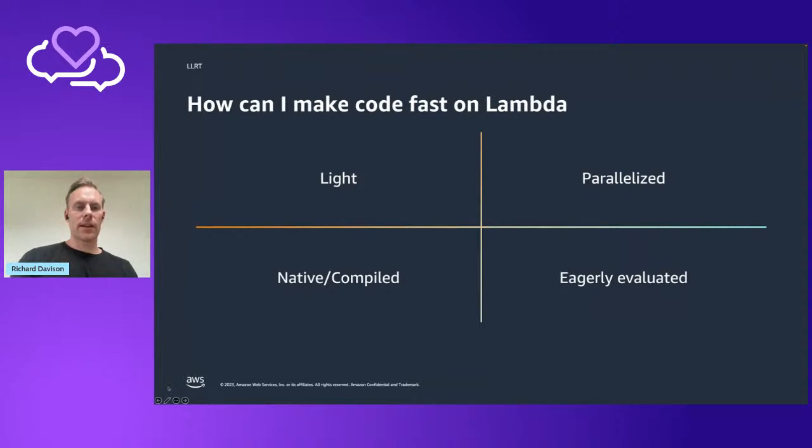You should also consider making as much code as possible native or using a compiled language. Rust is a good example. Others are C, C++, or even Go. Also good candidates for running really efficient Lambda functions.